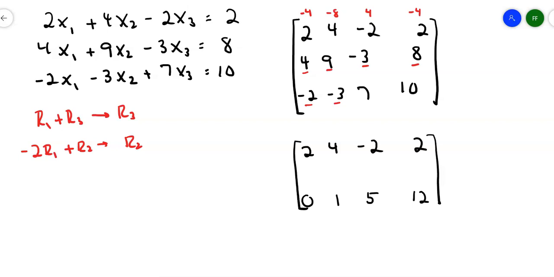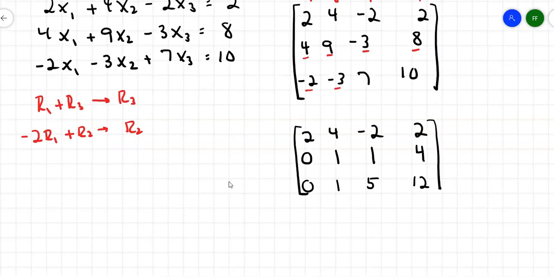So let's take the 4 red numbers on the top and add them to the 4 numbers in the middle row. So 4 plus negative 4 is 0, 9 minus 8 is 1, 4 minus 3 is 1, and 8 minus 4 is 4. All right, now I've got zeros in the bottom left corner.